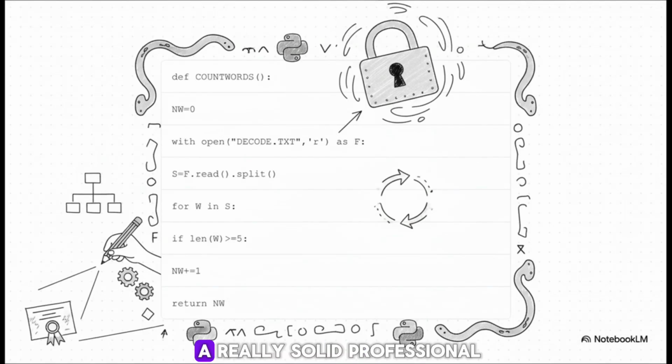And here is what a really solid, professional solution looks like. The with open syntax is what you should always use. It's safer because it automatically closes the file for you when you're done. The rest of the code is exactly what we planned. Start the counter, read and split, loop through the words, check the length, and at the very end, return the final count. It's a complete, perfect answer.